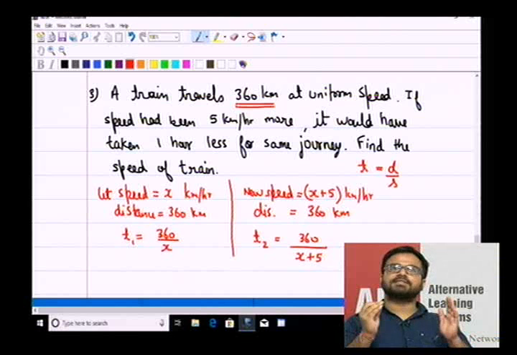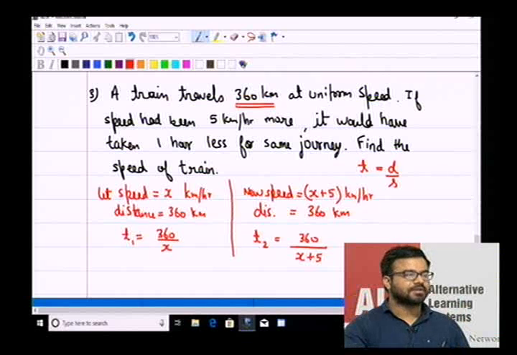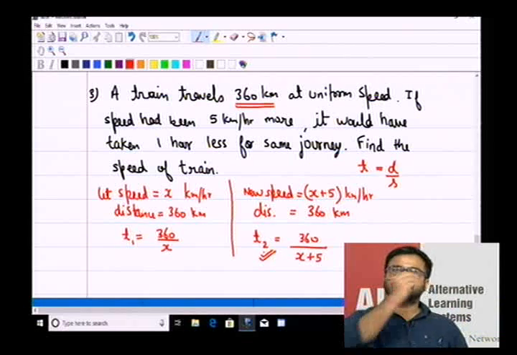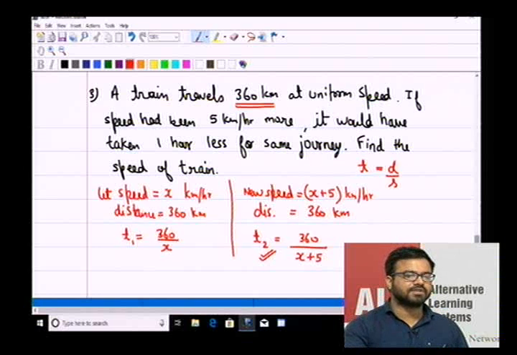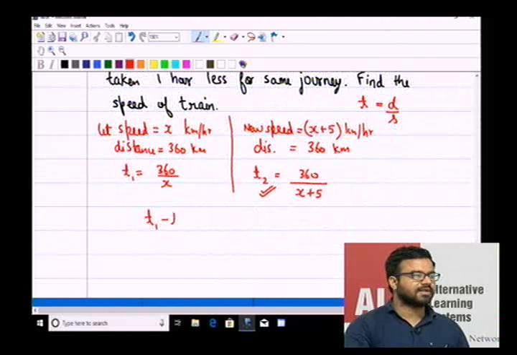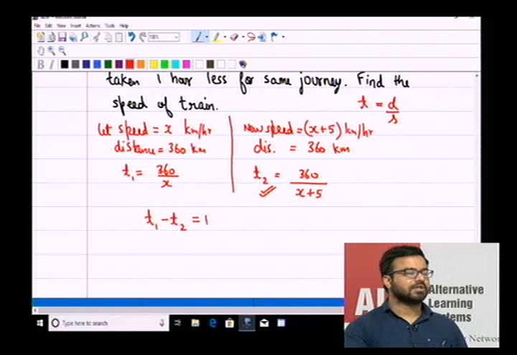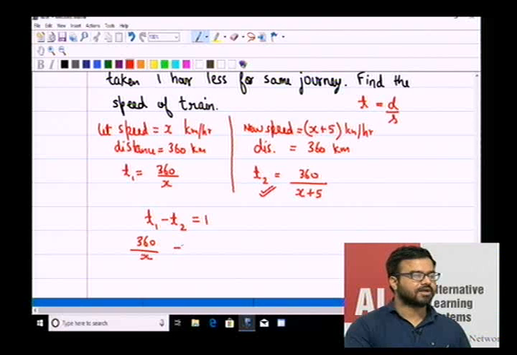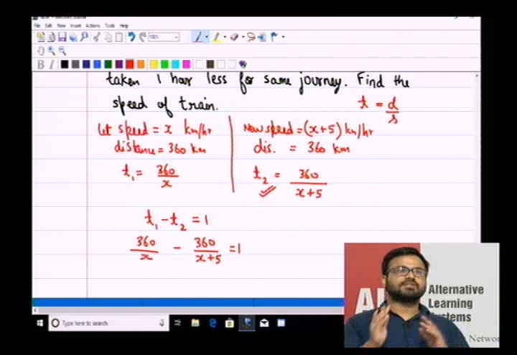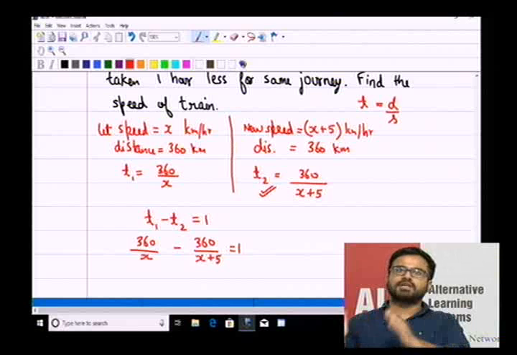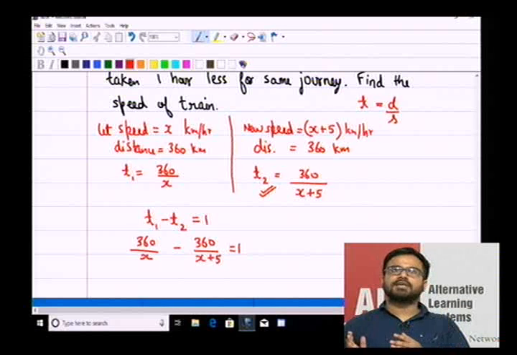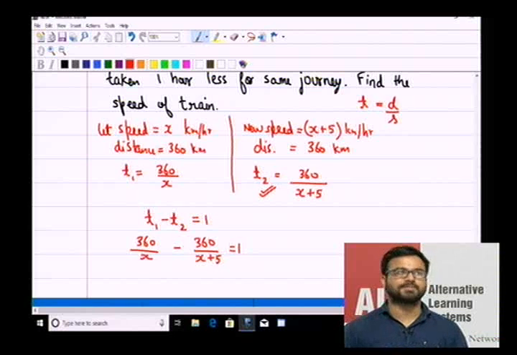Now as you can see, if the distance is same and speed is increased, time will get reduced. So this time t2 is 1 hour less than the time t1. So the difference of these two times, t1 minus t2, is 1 hour. So 360 over x minus 360 over x plus 5 is equal to 1. This is the difference of the time. We have found the time in both cases, and it is given that the time taken in the second case is 1 hour less than the previous one. So the difference of the time is 1. I have just written the time in the form of distance upon speed. So is the formation of the equation clear to all of you? For Senapati, Churchandpur, Shillong, all of you?